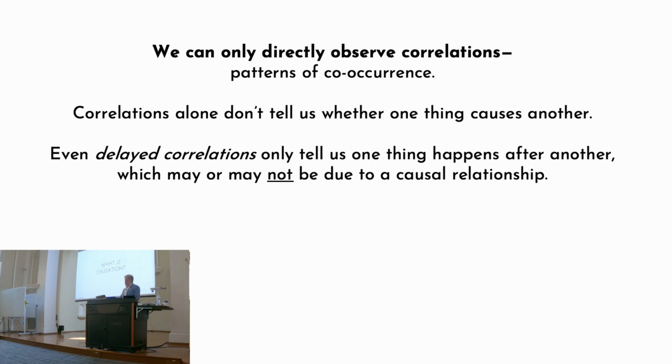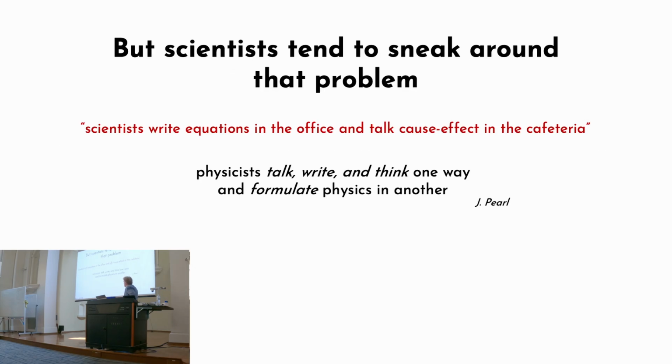So what Judea Pearl said is, it bothered him that scientists use equations in the office and then talk cause-effect in the cafeteria. He would go so far as to say that physicists talk, write, and think one way and formulate physics in another. If you really go to the foundations of science, we all probably are reductionists, and we believe that biological systems are reducible to chemistry. Chemistry ultimately is just physics. And what is physics? F equals ma, E equals mc squared.